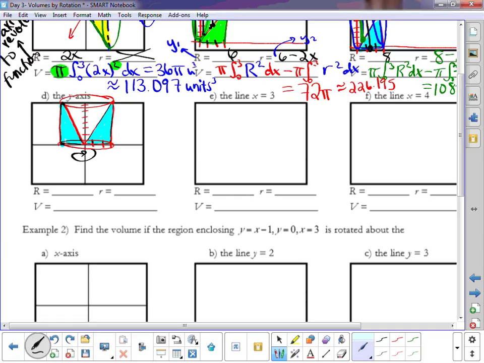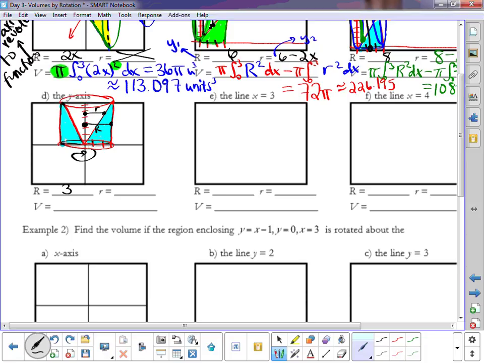Alright, so let's first establish our outside radius. The y-axis is my axis of revolution, so I go from there to the outer edge of my original shaded region. Does that change? No, that's the same radius all the way through. What is that a radius of? 3. Good. Okay. Now, let's take a look at our inside radius.